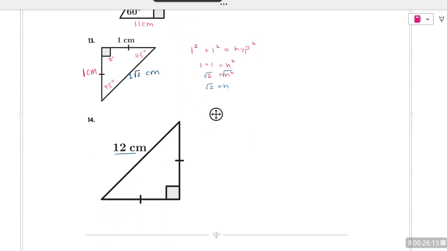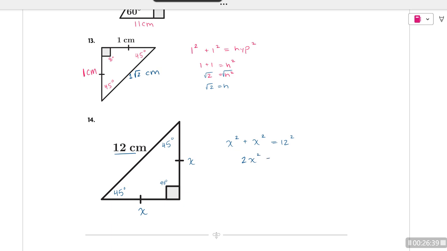So here we have 12 centimeters as our hypotenuse, and we see this is 90, which means we have a 45-degree angle and a 45-degree angle since this is isosceles. So let's say you don't trust your pattern yet. That's okay. We know that these are the same, so I could still use the Pythagorean theorem. I could say x squared plus x squared, because I know those are the same, equals 12 squared.